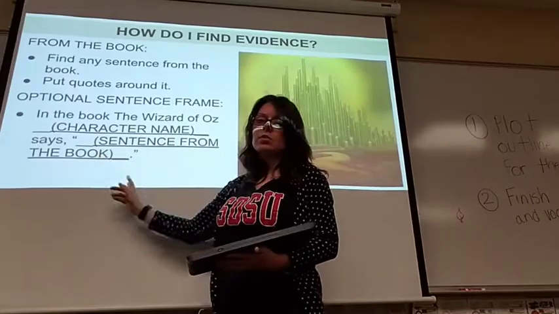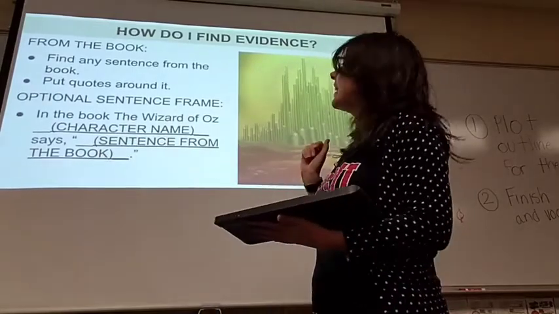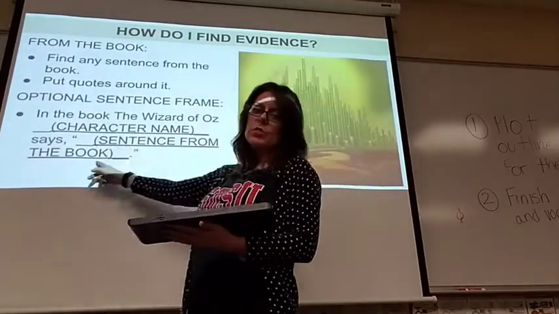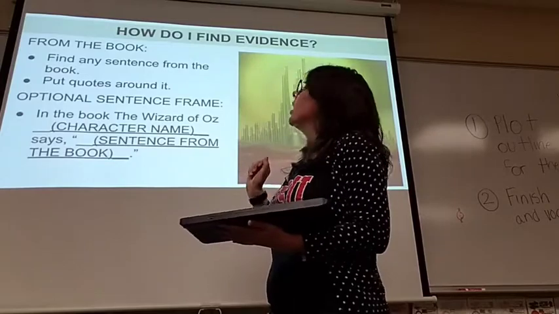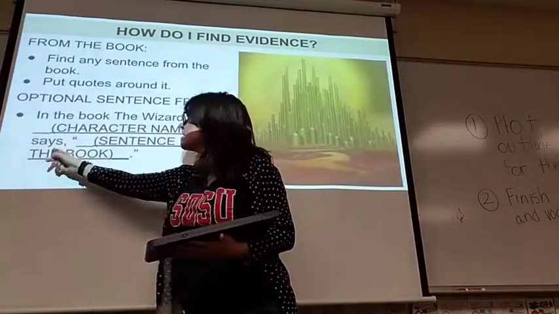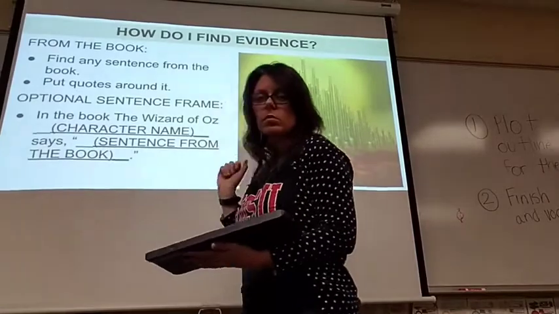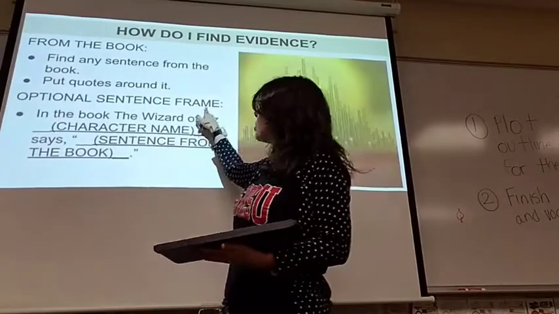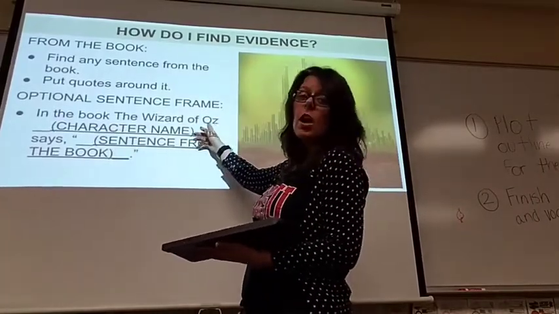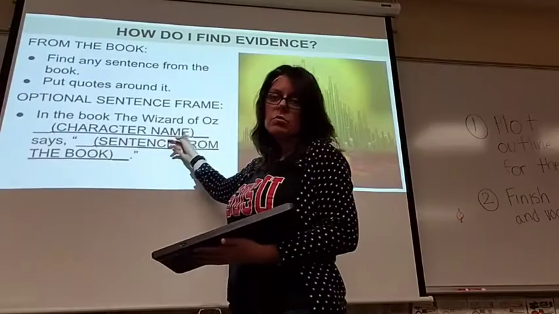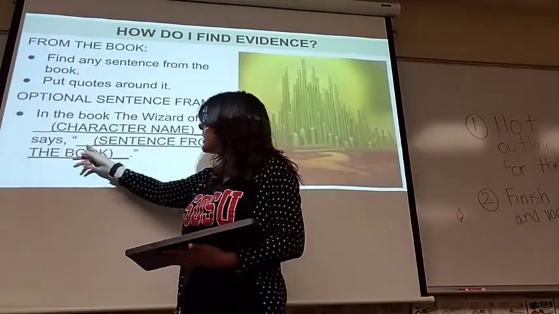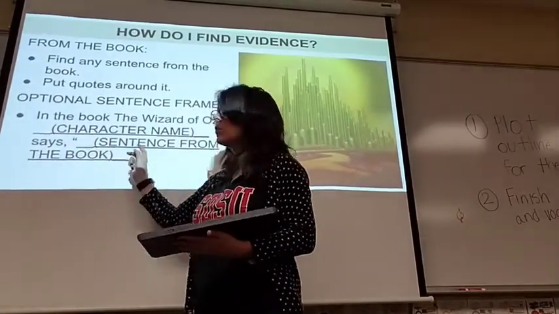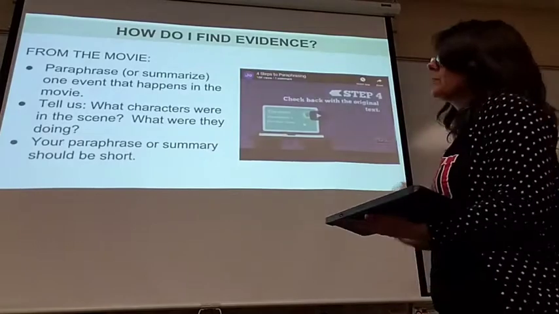So here's an example, an optional sentence frame you could use for quoting the book. And it says, in the book, The Wizard of Oz, character name, says, sentence from the book. So for example, you could say, in the book, The Wizard of Oz, Dorothy says, "There's no place like home." In that example, I introduced the character. I told you what book it was from, even though we all know, I still introduced it. And I put my quote, my sentence from the book, inside these quotation marks. Don't forget those quotation marks. It's an easy thing to forget.